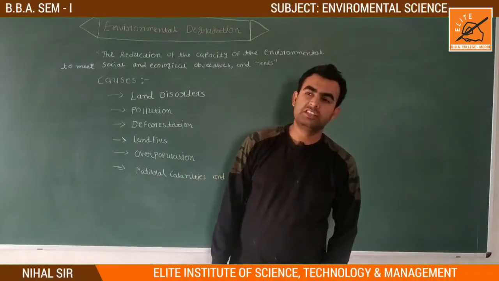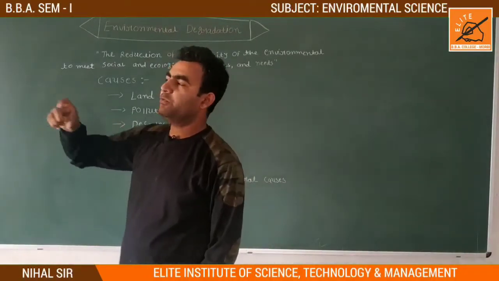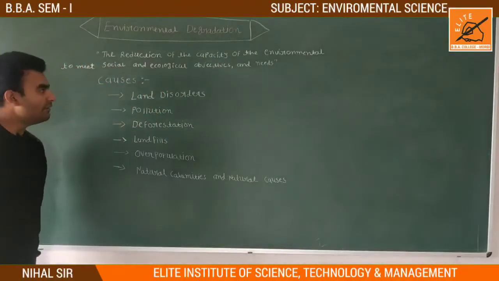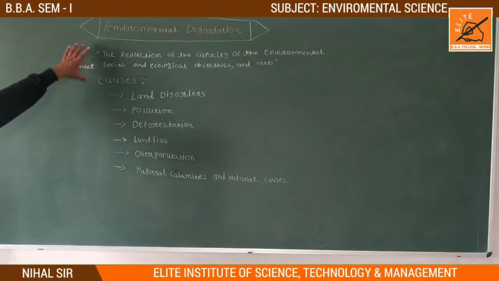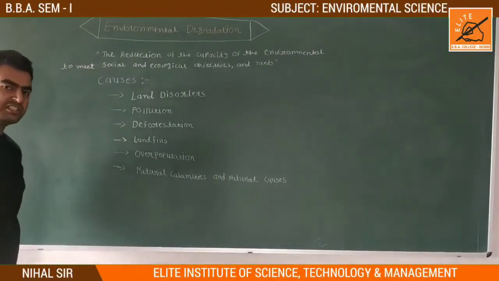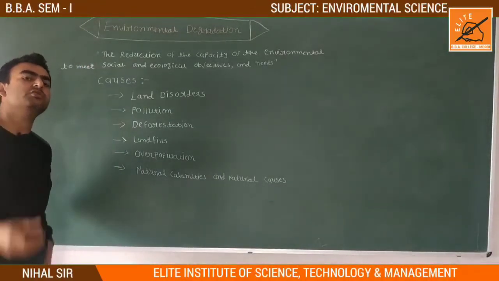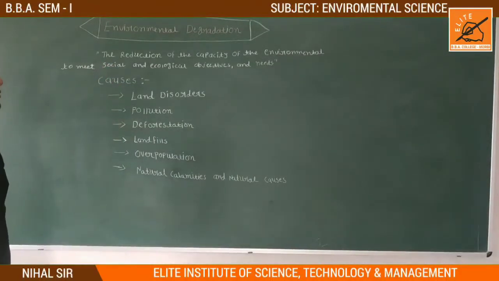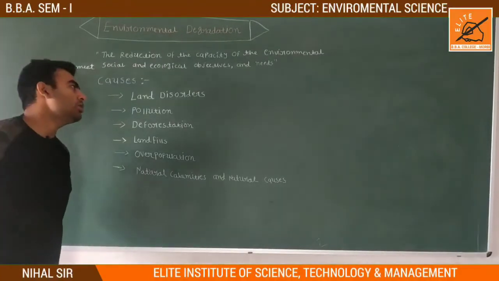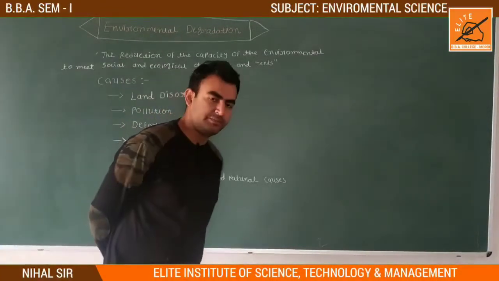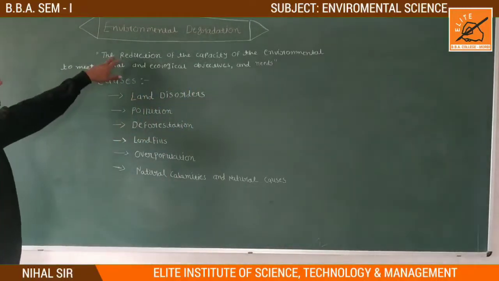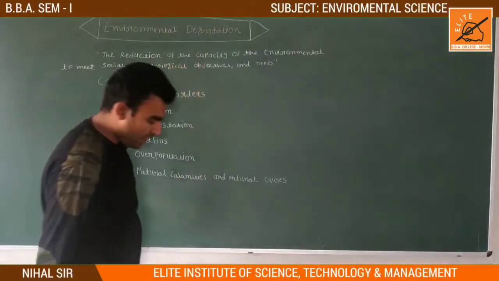Then different authors give definitions of environmental degradation. Here is one definition. By environmental degradation we mean the reduction of the capacity of the environment to meet social and ecological objectives and needs. This definition is given by the US. Reduction of the capacity of the environment.